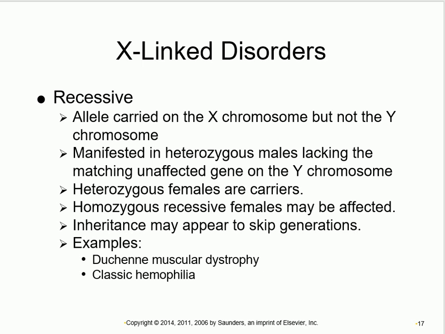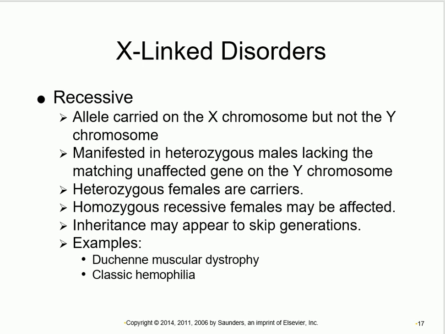Why? Because you don't have one that's normal to match it and to correct it, right? If you have one normal and one abnormal, you will be a carrier. But you cannot be a carrier as a male because you have only one X chromosome. But if you're female, both of them are X. One of them is affected and the other one is not affected. The one that's not affected is going to balance. Did you get the idea? So you don't get it, but you're a carrier.